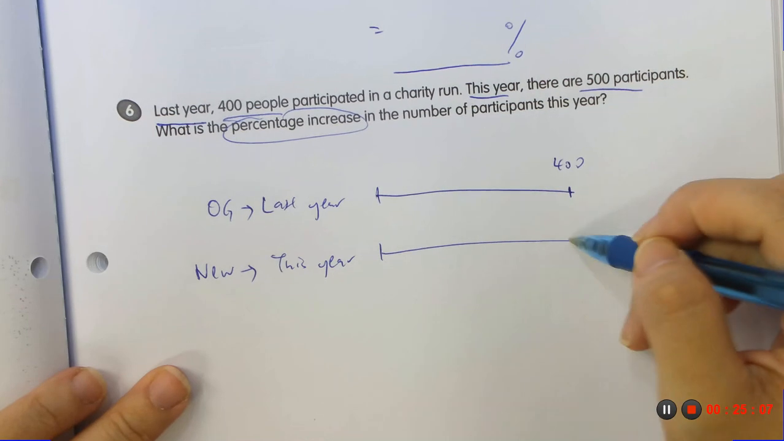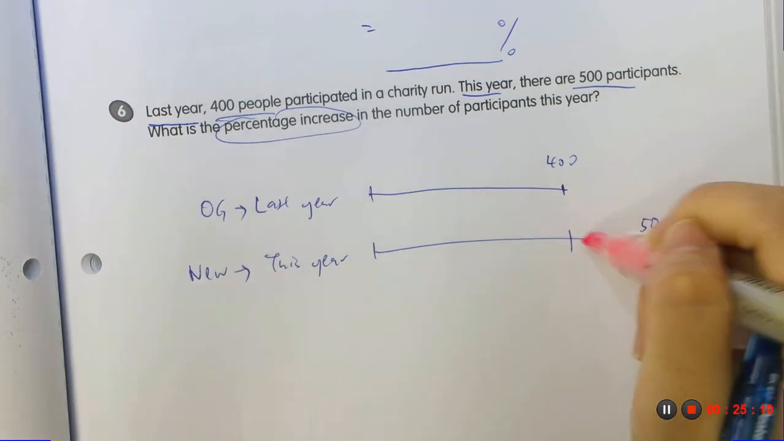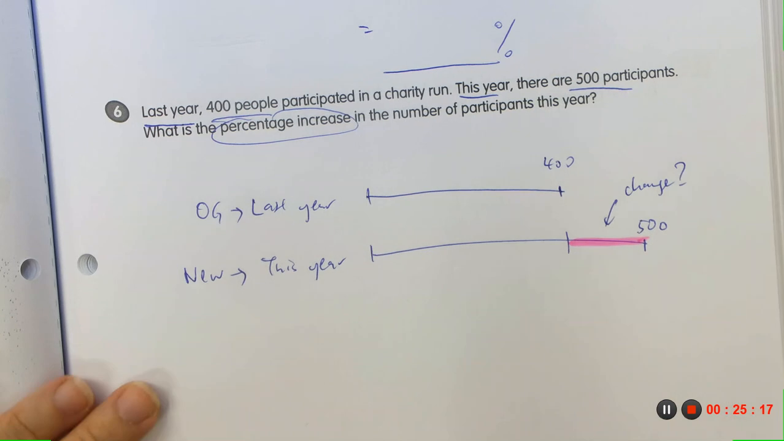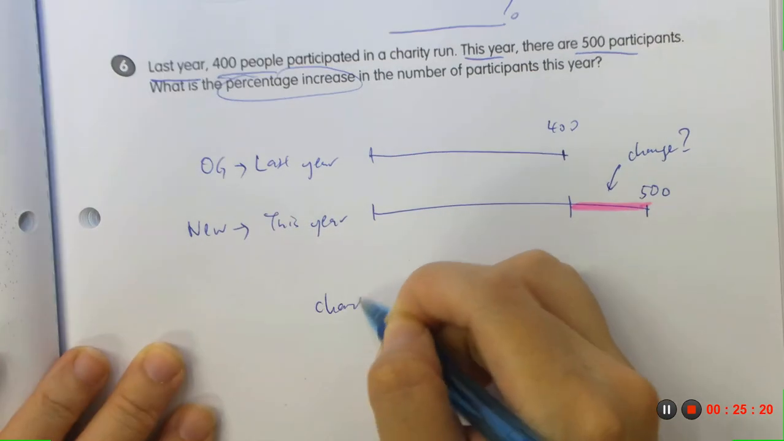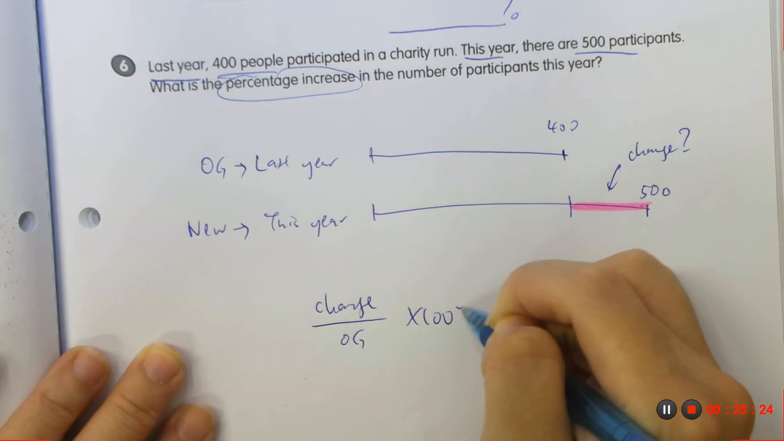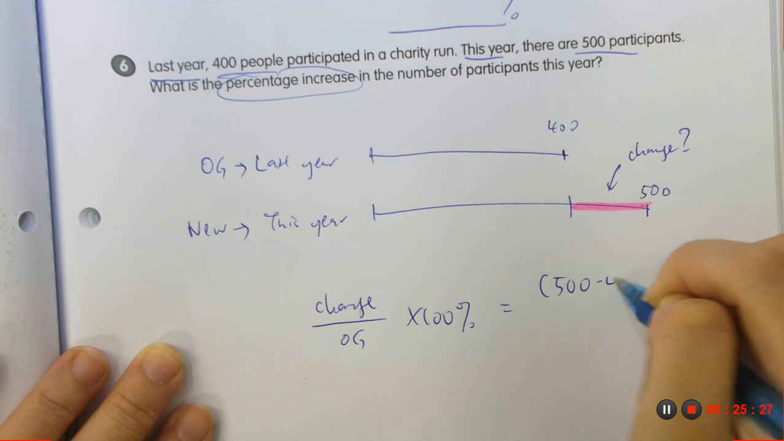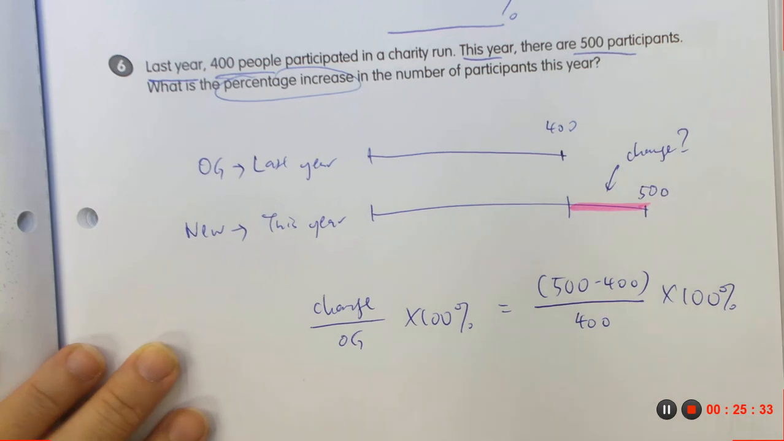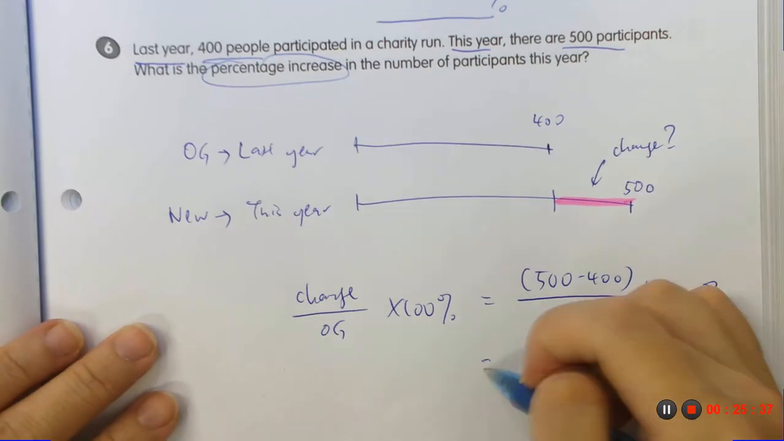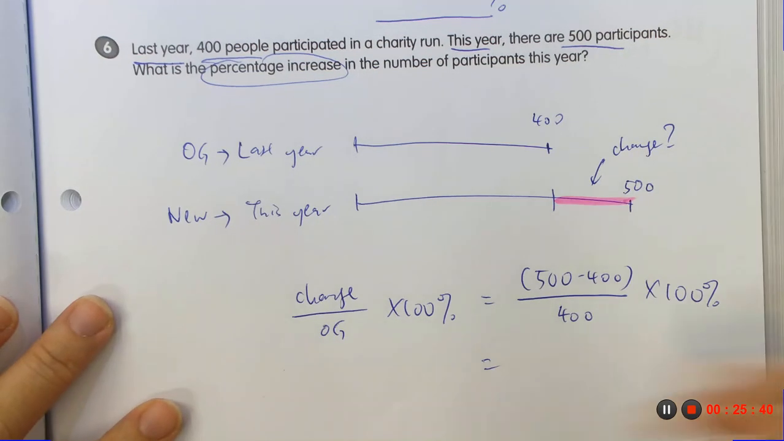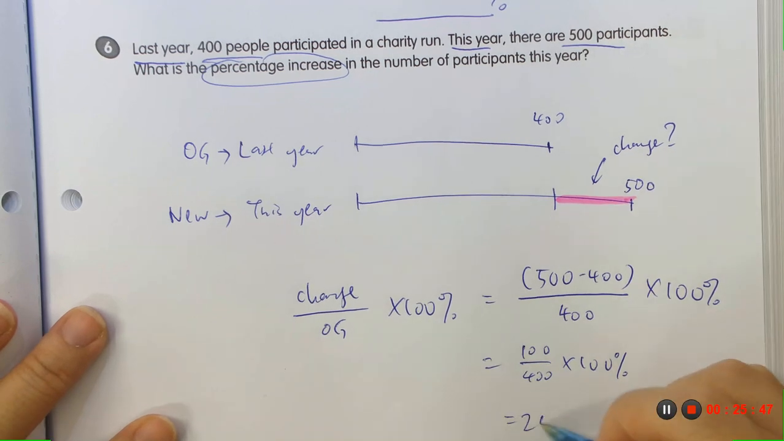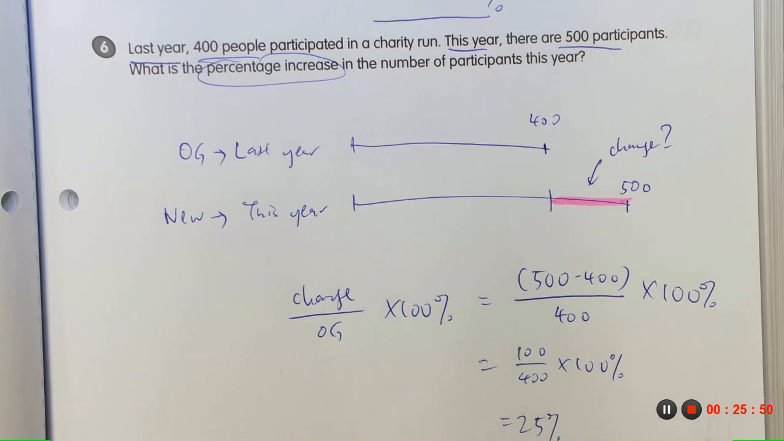So you're talking about the change here. The percentage increase is here. So the change out of the original times 100%, I will say is 500 minus 400, out of the original, that is 400, times 100%. Fairly simple. In this question, all the numbers are so kind and friendly. 100 out of 400 times 100%. That's 1/4 of 100%. That's 25%. That's all. Finish. Is that okay? No difficulty so far, right?